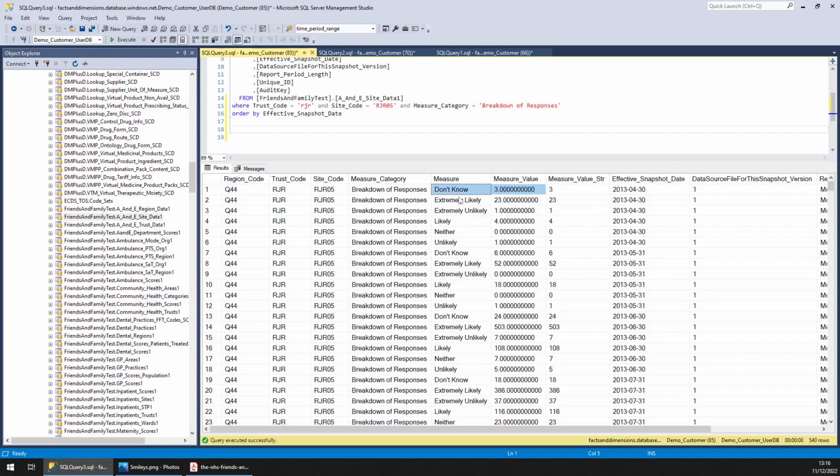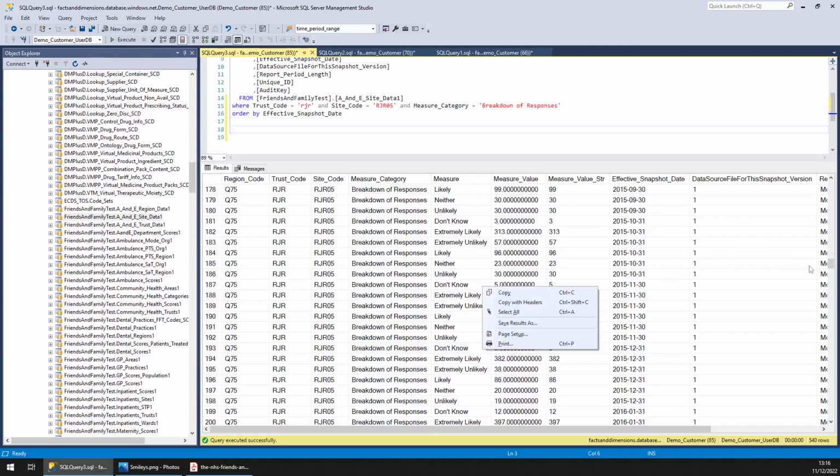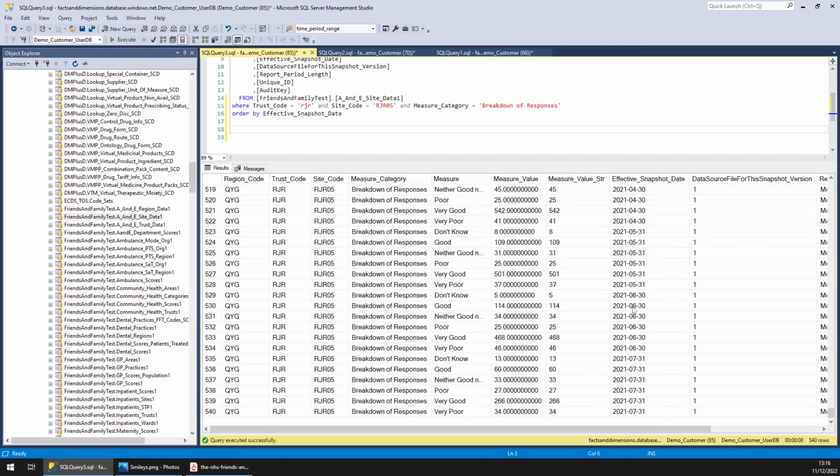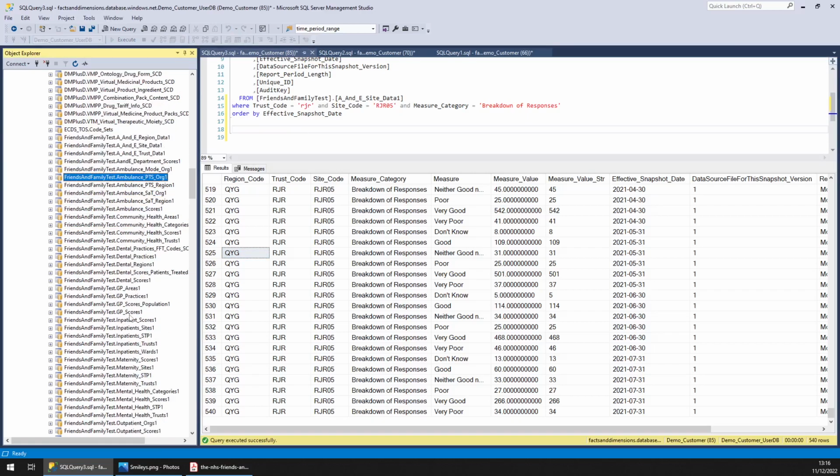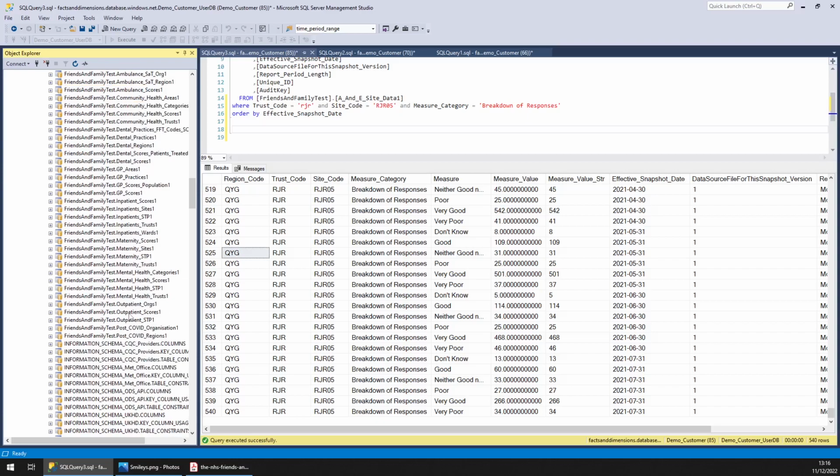So you can see numbers of people responding don't know, or extremely likely 23, extremely unlikely 1 back in April 13. And then if we go forward in time, I mean, these are small numbers, but you know. So June 2021, very good, which is the same as extremely likely, 501, versus very poor or extremely unlikely, 37. And as I'm sure you can already imagine, you could compare this with all the other sites in the UK, in the NHS, and do the same with ambulance and community health and so on. So extremely powerful data set, really useful for seeing how the NHS compares.